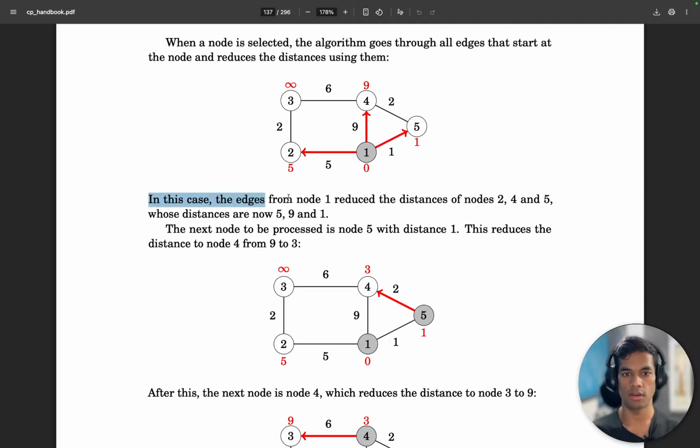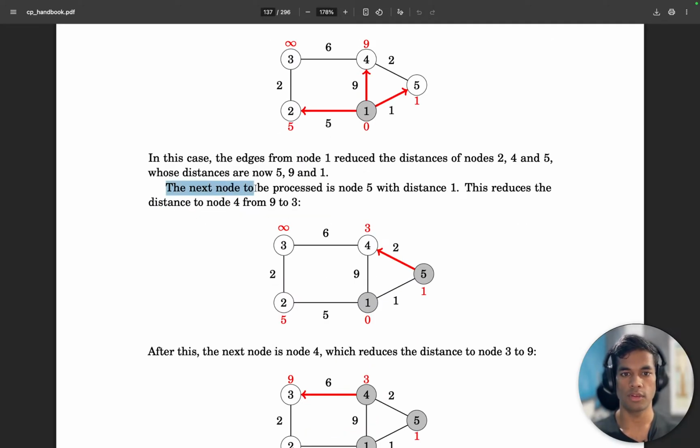In this case, the edges from node 1 reduce the distances of nodes 2, 4, and 5, whose distances are now 5, 9, and 1. Makes sense? The next node to be processed is node 5, which has a distance of 1. This reduces the distance to node 4.